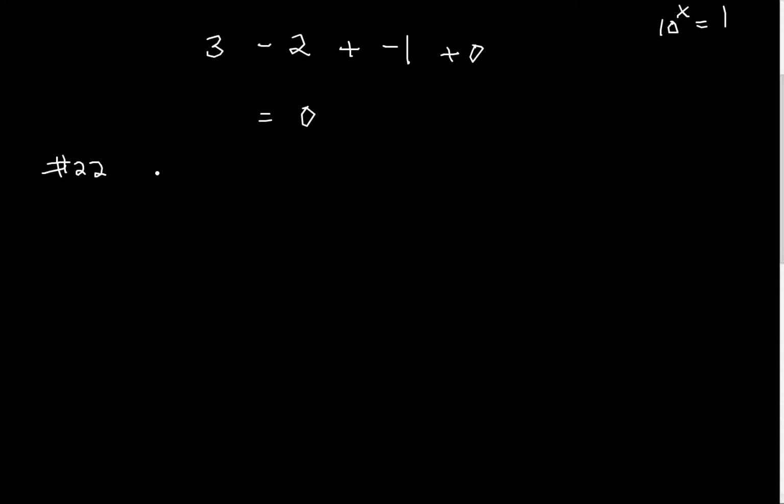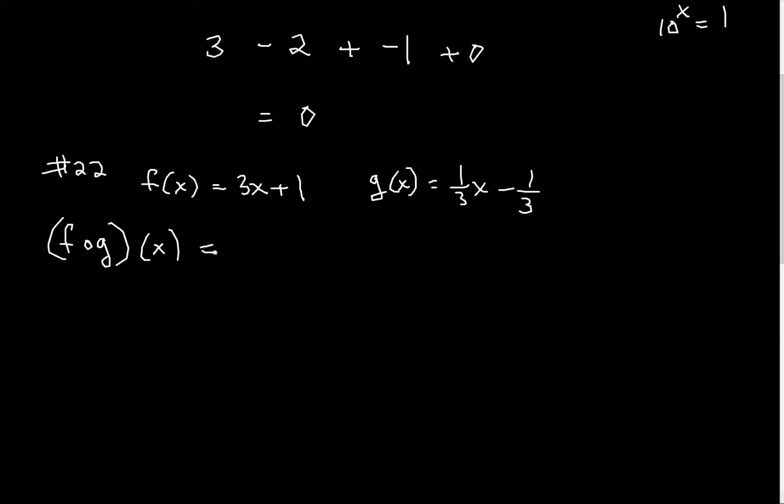All right, so John, this is another one of those. 22 is another one of the determine whether they're inverse functions. So you get f of x equals 3x plus 1, and g of x equals 1/3 x minus 1/3. Well, let's just do one part of it. Let's do f of g of x like this. So f of g of x is 1/3 x minus 1/3.